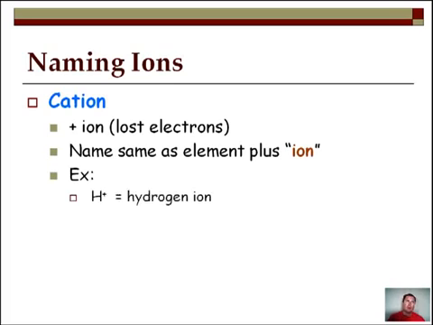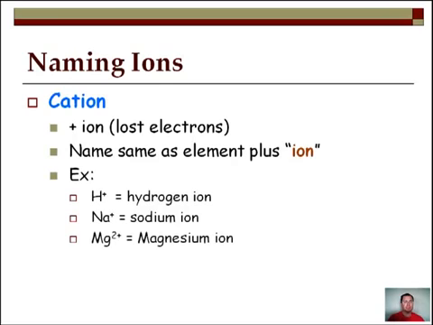For example, H+ becomes hydrogen ion. Na+1 becomes sodium ion. Notice on both of these, even though it's a +1 charge, we just put a plus. We didn't have to write the 1. If there's a plus there, we assume there's a 1. Magnesium, which is +2, we call it a magnesium ion. Spelling counts. Make sure you spell the element name correctly, guys. Make sure you review your note cards on that.